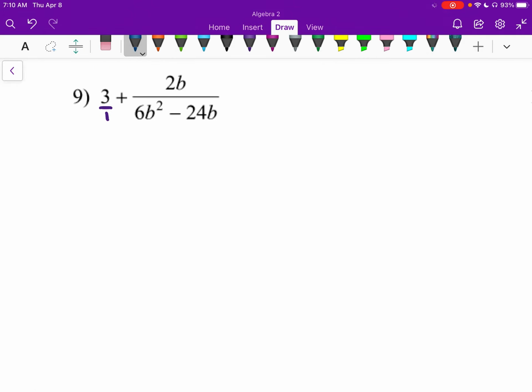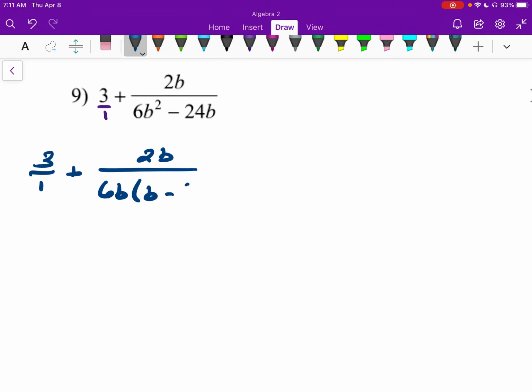What I like to do first, very first on here, is I'm going to factor everything as much as I can. So let's do that. The right side here is the only piece that's really going to factor. So I'll have, and I'm going to write it as 3 over 1 plus 2b over, I have 6b squared, so I can take out a b squared, or I can take out a b, and I think I can take out a 6, right? Yeah, this will be 6b, and this will be 1 minus, this should be a b there, 6b, and then b minus, what is that? Is that 4? Yeah.